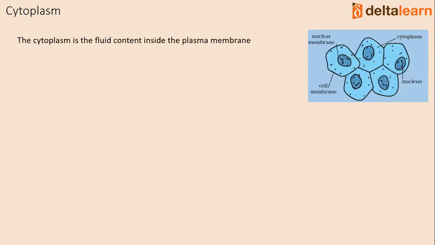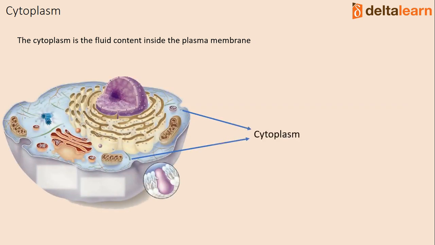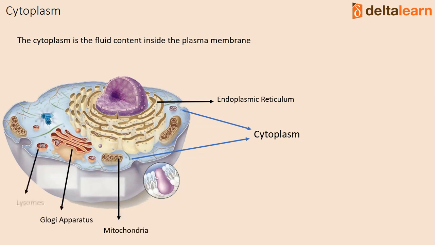When we look at the temporary mounts of onion peel as well as human cheek cells, we can see a large region of each cell enclosed by the cell membrane. This region takes up very little stain. It is called the cytoplasm. The cytoplasm is the fluid content inside the plasma membrane. It contains many specialized cell organelles like endoplasmic reticulum, Golgi apparatus, mitochondria, and lysosomes.